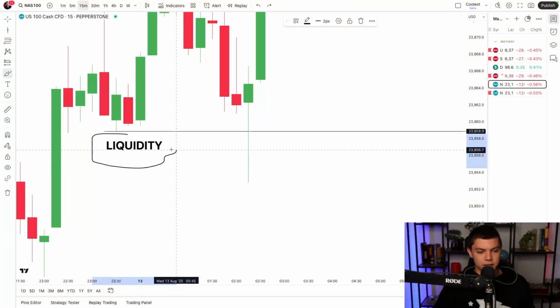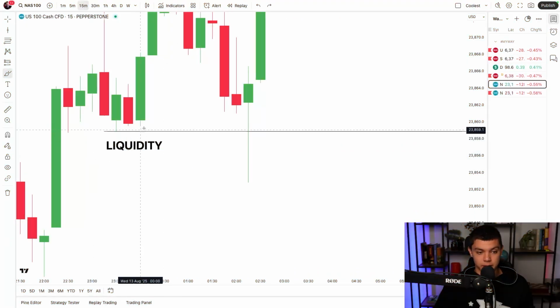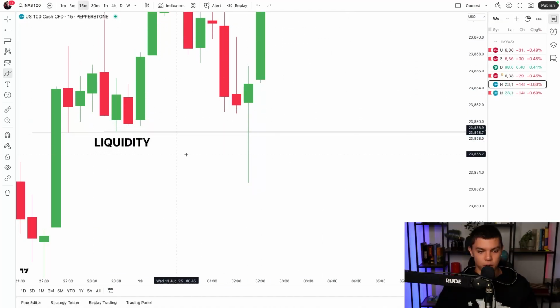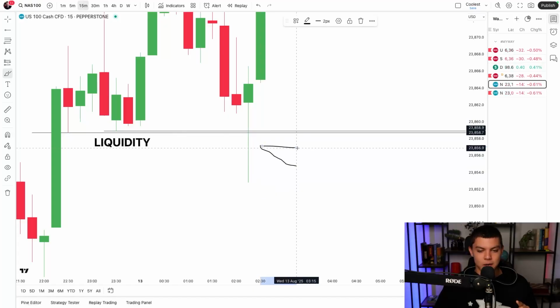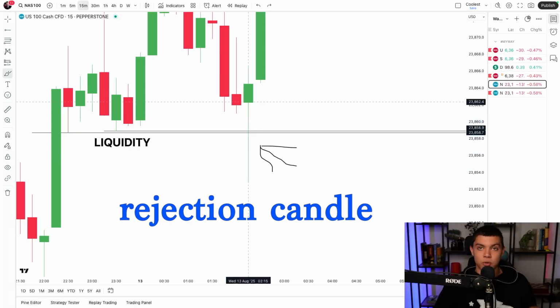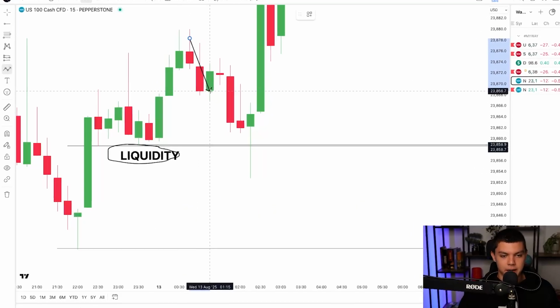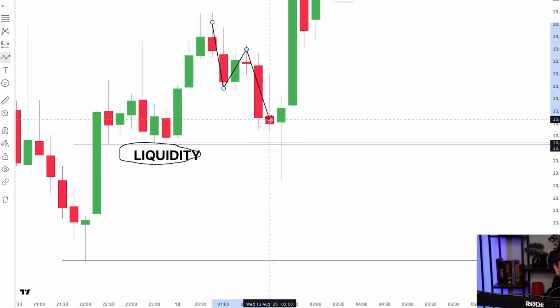So as you can see, this is our liquidity right here, sell side liquidity, our lows. And right here is our sweep of liquidity. As you can see, it swept the liquidity, and most of the time, if the liquidity is strong enough, you'll see the price react to it immediately, creating this rejection candle, and that's a great sign that this had a lot of liquidity.